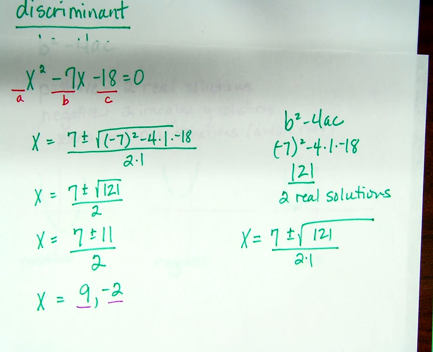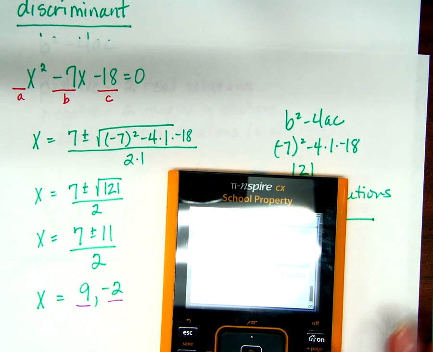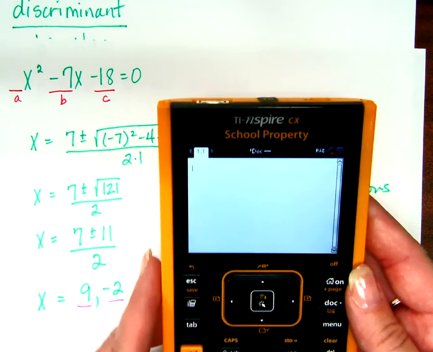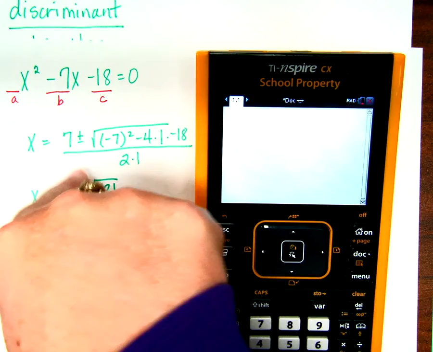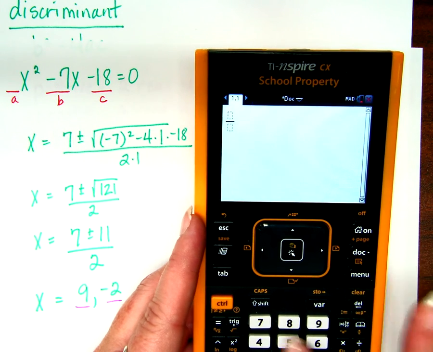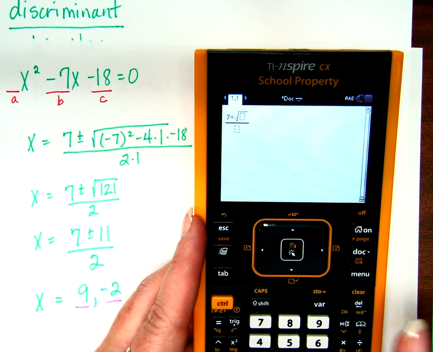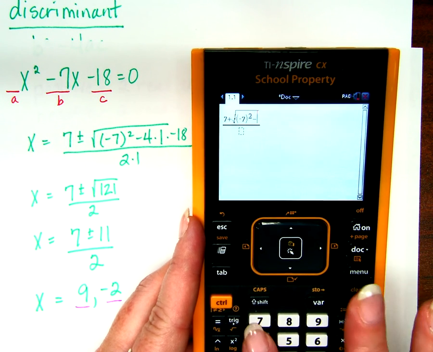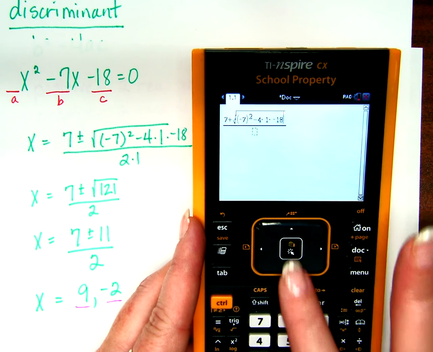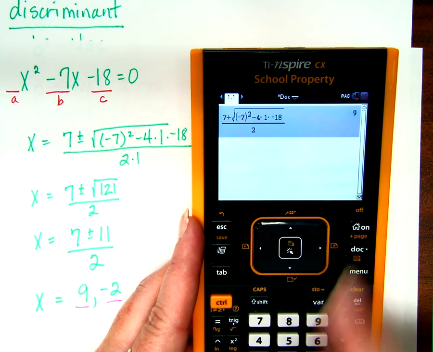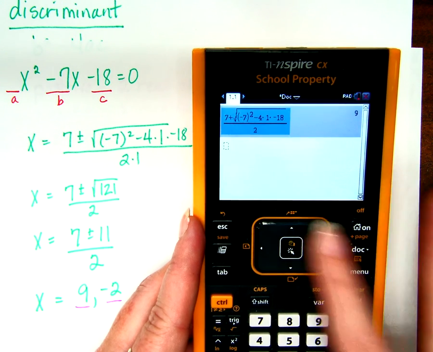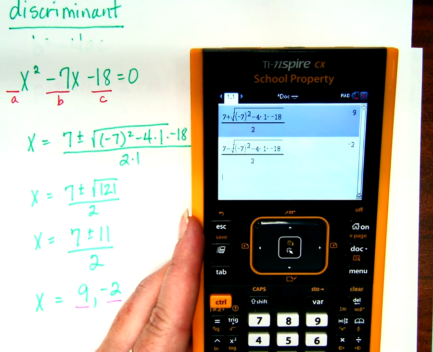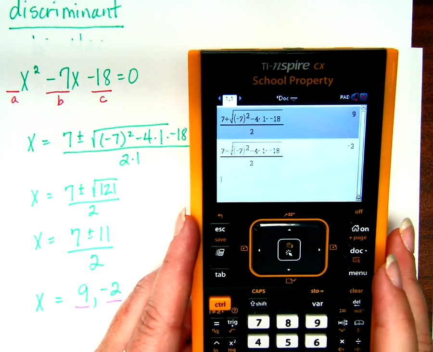Okay? The other thing I want to address real quick is this. Your calculator. It's great if you use it right. It's great if you don't grow up to be a button pusher. Okay? There's been some people that have done this. They make a fraction and then they say 7 plus the square root of negative 7 squared minus 4 times 1 times negative 18 all over 2. Bam, 9. And then they go get it again, except they change this sign right here to a minus. Bam, negative 2. And that's great, isn't it? That's a nice shortcut.